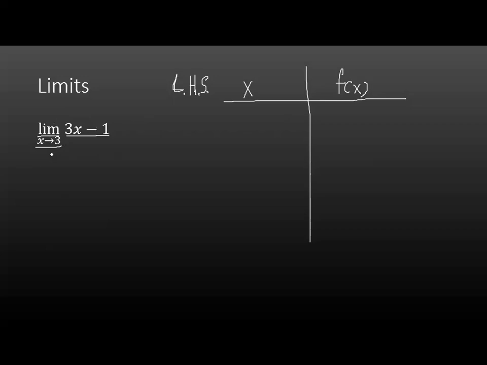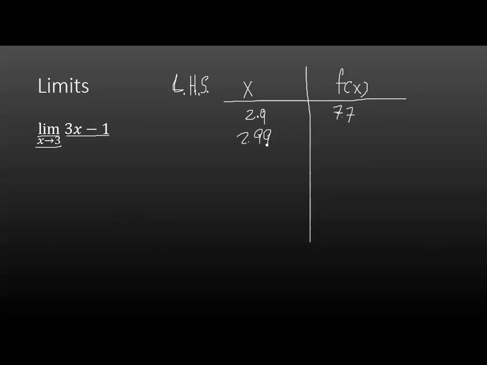So the values that are closer to 3 are 2.9 and 2.99. But let's start first with 2.9 because 2.9 is close to 3. So let's substitute 2.9 as your x value. 3 times 2.9 minus 1. Okay, so here you will have the answer of 7.7. All right, now let's make it even closer.